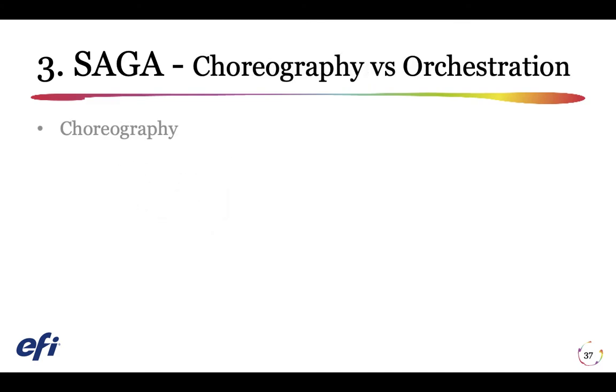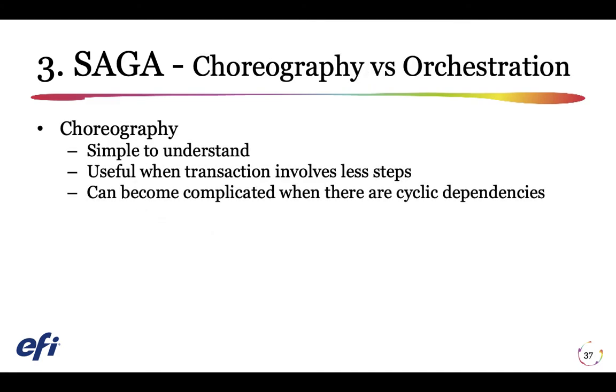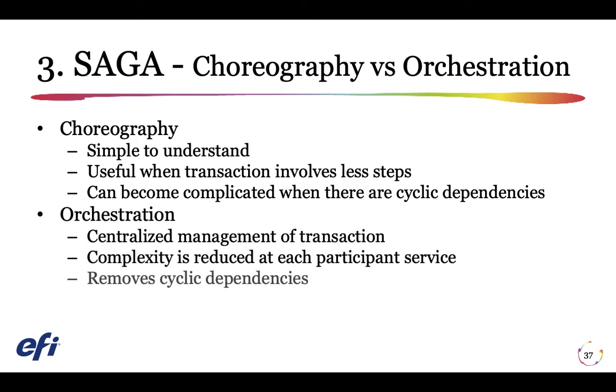To summarize, there are two ways in which Saga can be implemented. One is using choreography, where the services talk to each other in a direct way. This is often simple to understand, and this is useful when your transaction involves a smaller number of steps. However, if there are too many dependencies, then this can become complicated, and that is where orchestration comes into the picture.